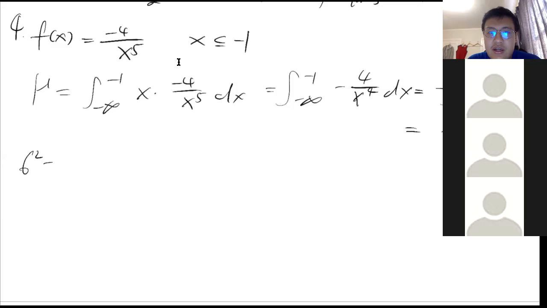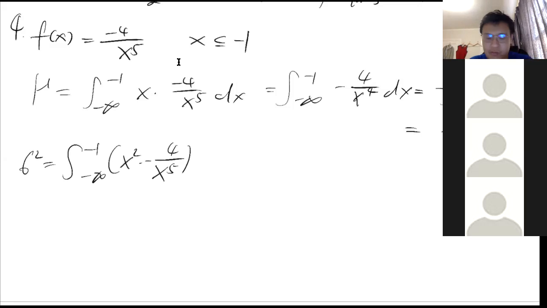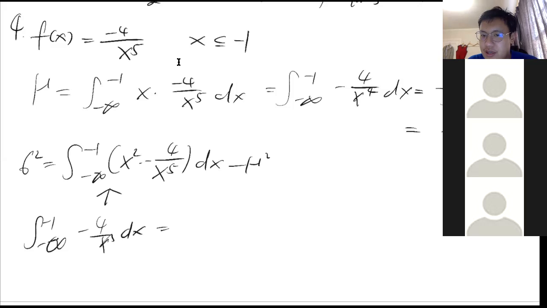And the variance is the integral from -infinity to -1 of x squared times -4 over x to the 6 dx minus mu squared. So this integral is just the integration from -infinity to -1 of -4 over x cubed dx, which is 2 over x squared from -infinity to -1.